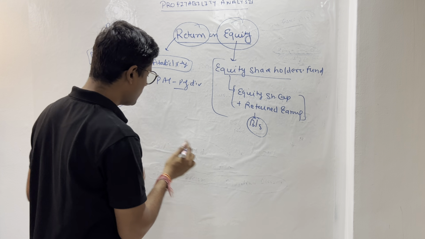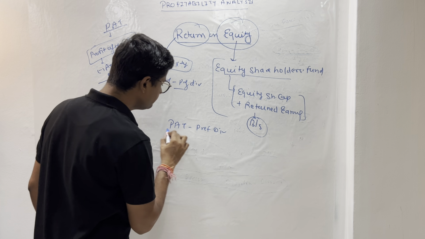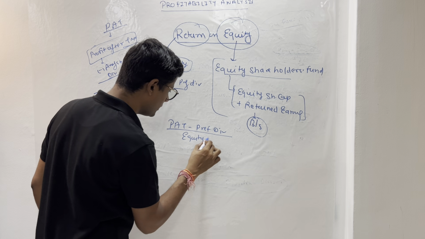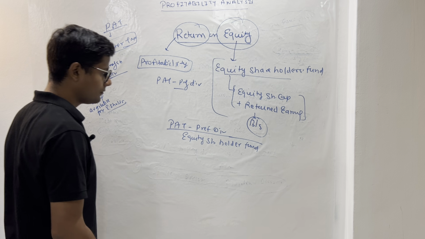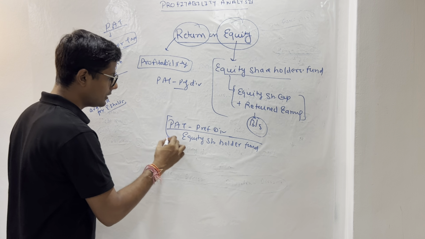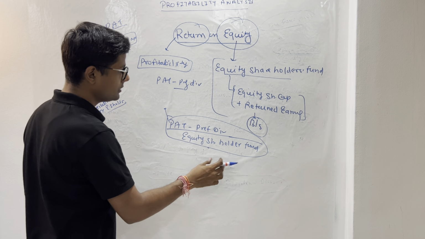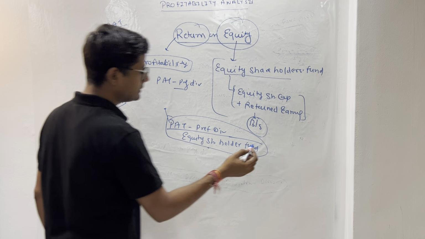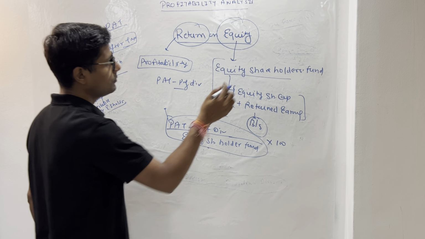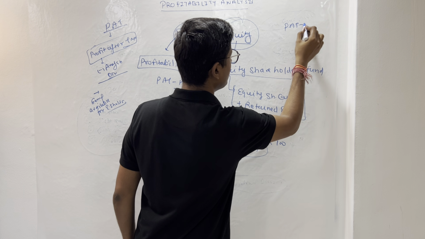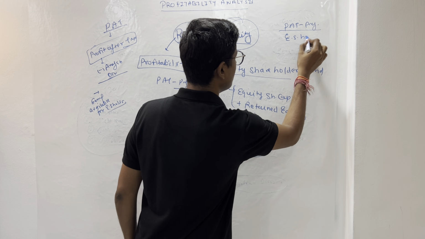So if I have to put the formula, it would be PAT minus preference dividend, divided by equity shareholders' fund. We know the PAT from the income statement, and we get the equity shareholders' fund from the balance sheet. Since it is indicated in percentage, we multiply by 100. So that's the formula. I'll write the formula here, because when we discuss in detail, we need to understand the formula also.